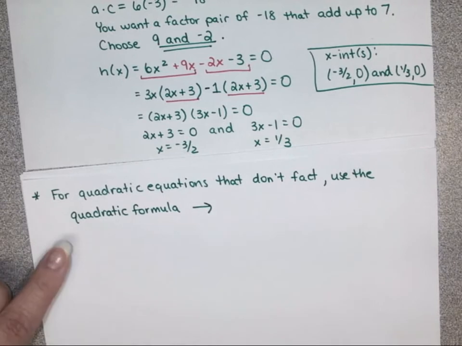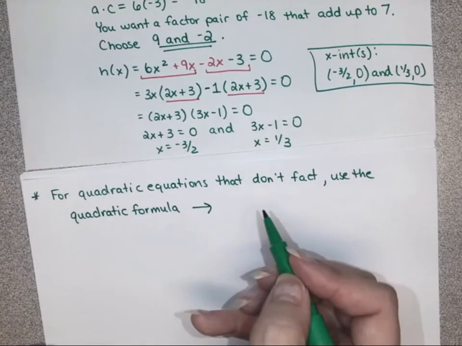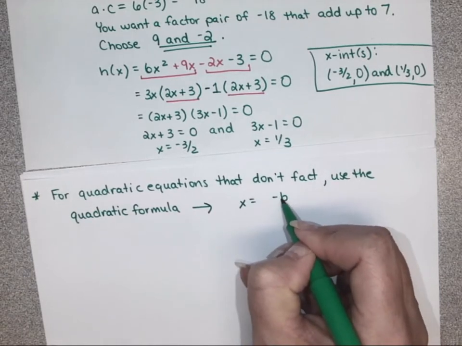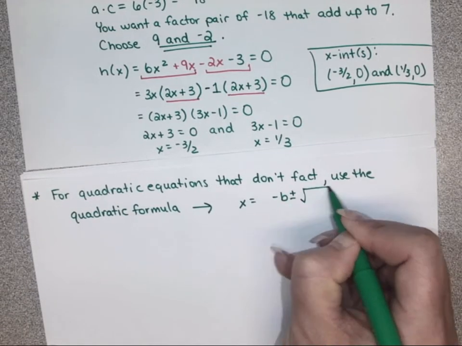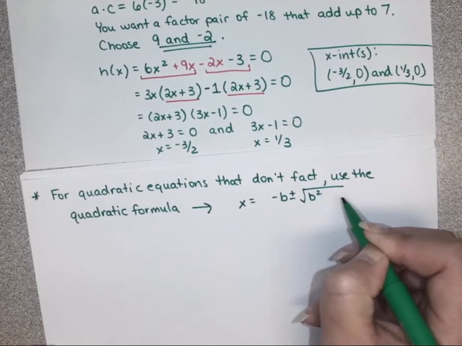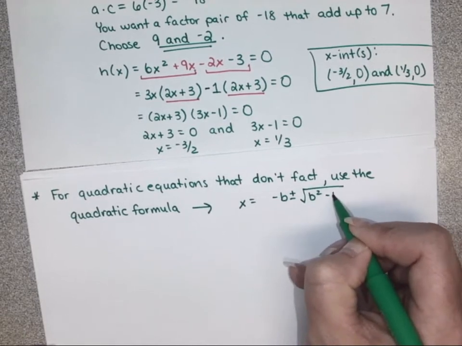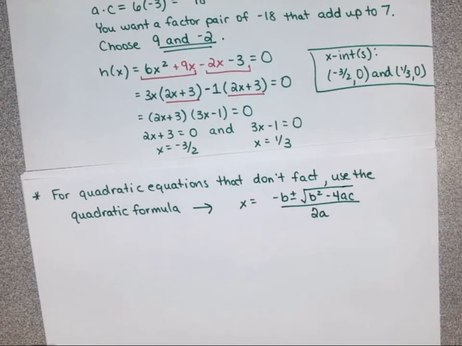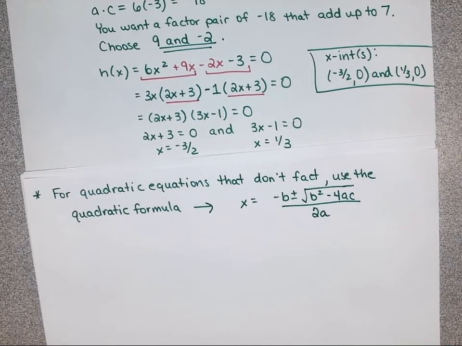And by the way, it's called the quadratic formula because it's used for solving quadratic functions. That's why it's called that. Okay, so here's the formula. If you didn't remember it before, you are using this on your comp test also. It's negative b plus or minus the square root of b squared minus 4ac, and then all of that over 2a.